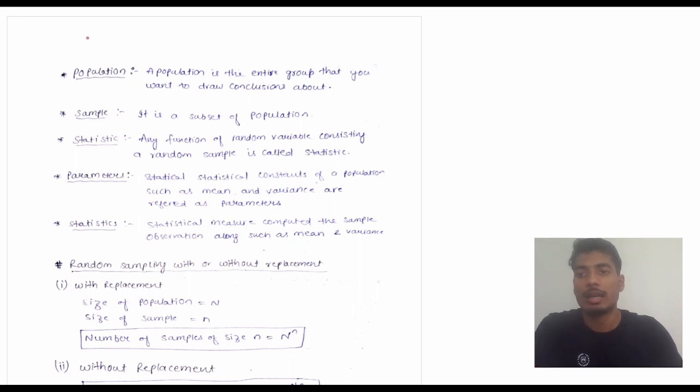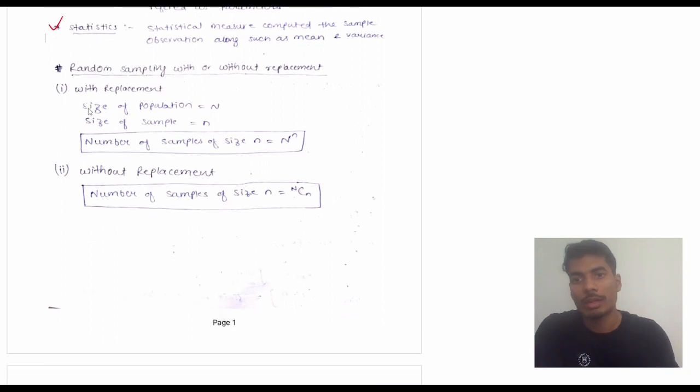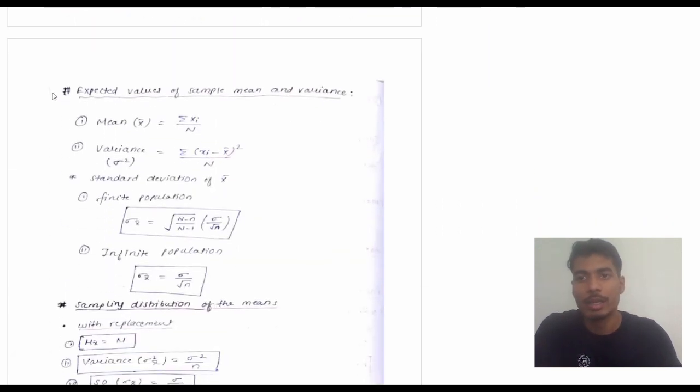Now see here, in the last class we learned about population, sample, statistic and parameter. And then we learned about random sample with or without replacement. With replacement the formula is N to the power n. Without replacement the formula is NCn. NCn means N factorial by n factorial into (N minus n) factorial. See, expected value of sample mean and variance.